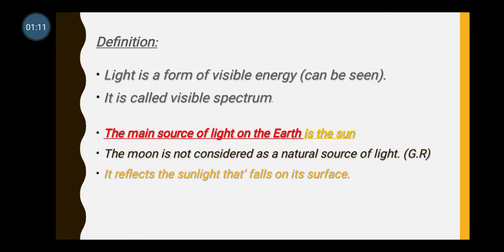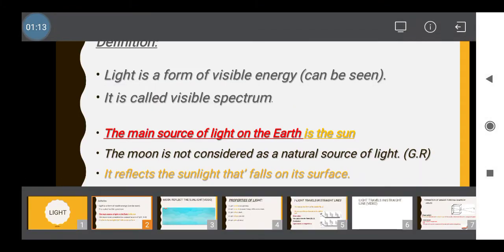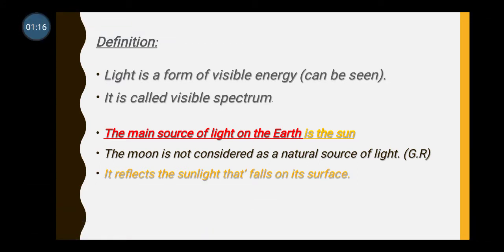So let's see what the meaning of light is. Light is a form of visible energy, or a form of energy that can be seen. The word visible means can be seen, and we call the light energy that can be seen, or which is visible, the visible spectrum.